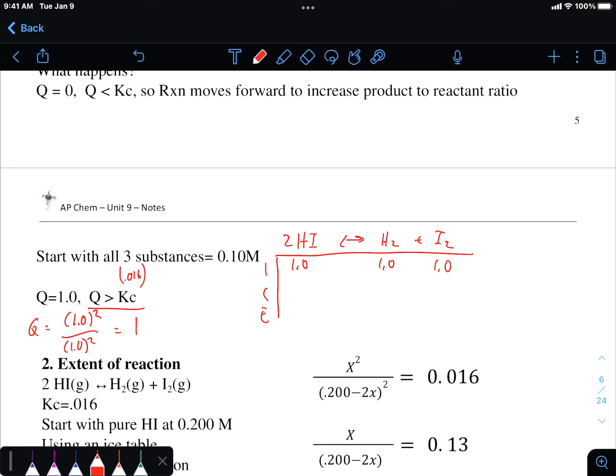So yeah, it's going to go backwards. If Q is greater than K, there's too much product. So to alleviate that, you have to subtract from the product side and you have to add to the reactant side. I don't know what the rate of change is yet. When I don't know, I just use a variable x, and that will be determined later. Coefficients still matter, right? So notice that here, the rate of addition for the reactant side is plus 2x because of the coefficient of 2 on HI.